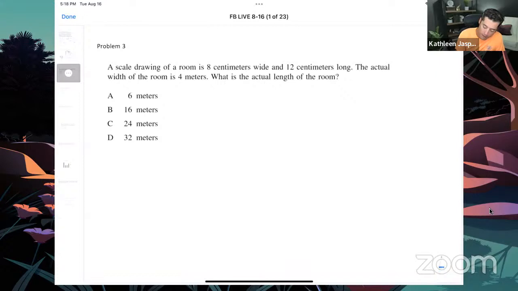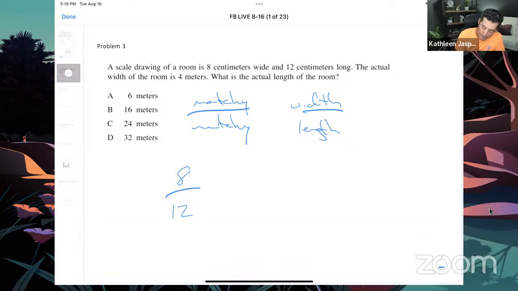width and length. So remember, we can always do what's called matchy-matchy. So I can do width over length. And if I did width over length, I've got 8 over 12. And then that should be equal to the width and the length of the actual. And the actual width is 4 over x. The problem is you have to catch this: centimeters, centimeters, meters.